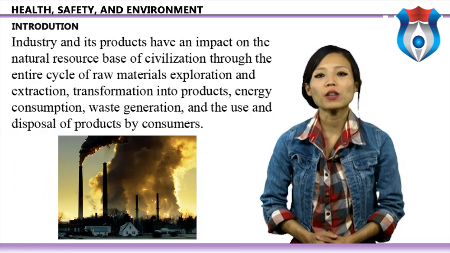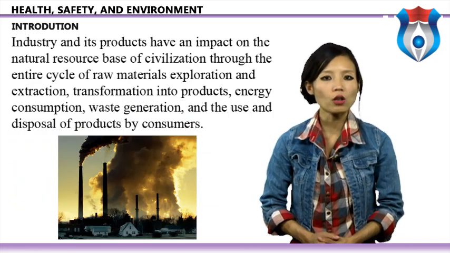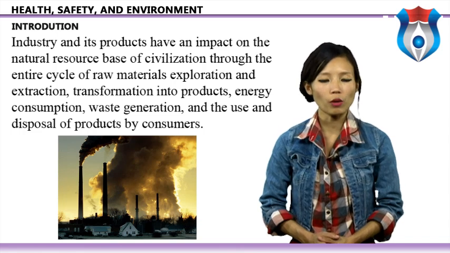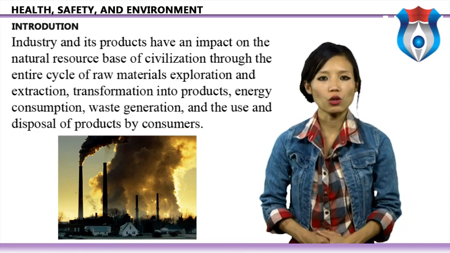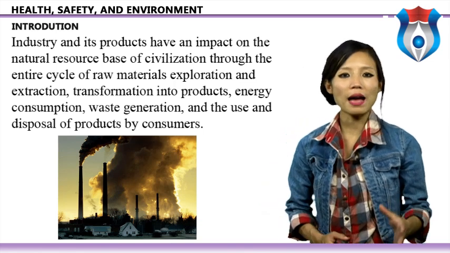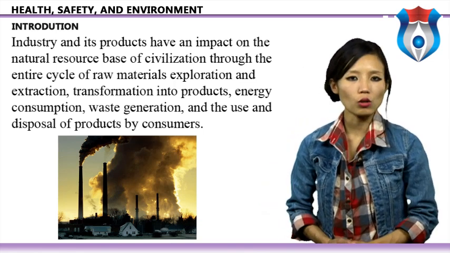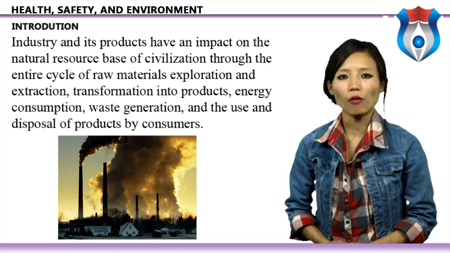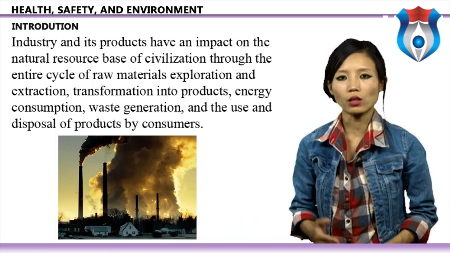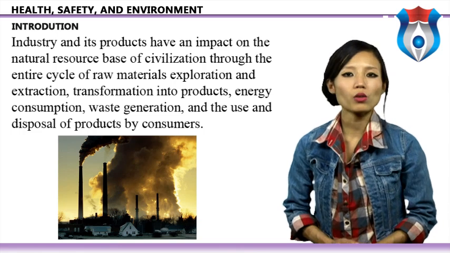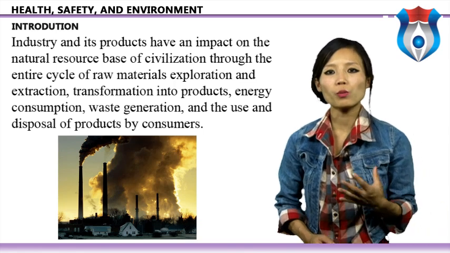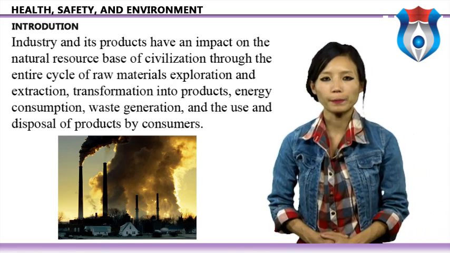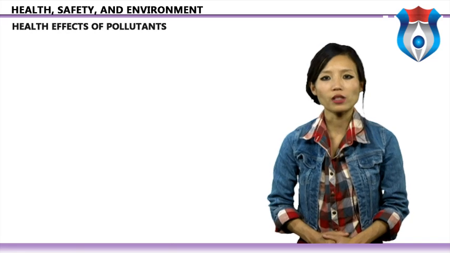Industry and its products have an impact on the natural resource base of civilization through the entire cycle of raw materials exploration and extraction, transformation into products, energy consumption, waste generation, and the use and disposal of products by consumers. These impacts may be positive, enhancing the quality of a resource or extending its uses, or they may be negative as a result of process and product pollution and of depletion or degradation of resources. Industry also responded to these problems by developing new technologies and industrial processes designed to reduce pollution and other adverse environmental impacts. Let us now discuss the health effects of pollutants.